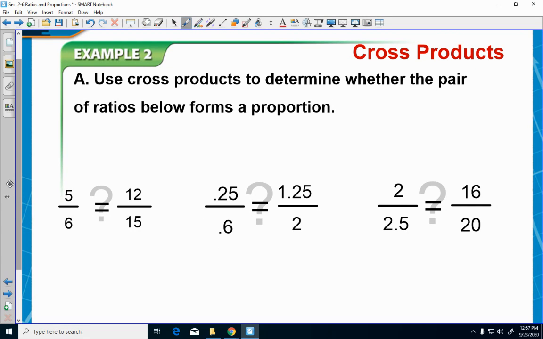So, looking at these three, thinking along those ideas, can you tell me, are any of those three proportions? Meaning, are they equal to each other? Think about those cross products, we might call them.